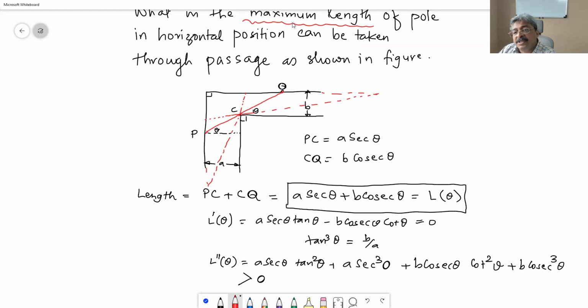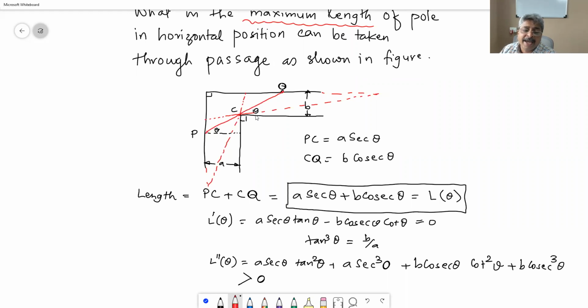Understand the statement of the problem first. You are starting with a long pole, and what we are looking at is a stationary position of that pole, and therefore our variable is theta. So from a long pole, we start reducing the length, so it will just not pass through. We are reducing the length, and therefore we are increasing this angle.